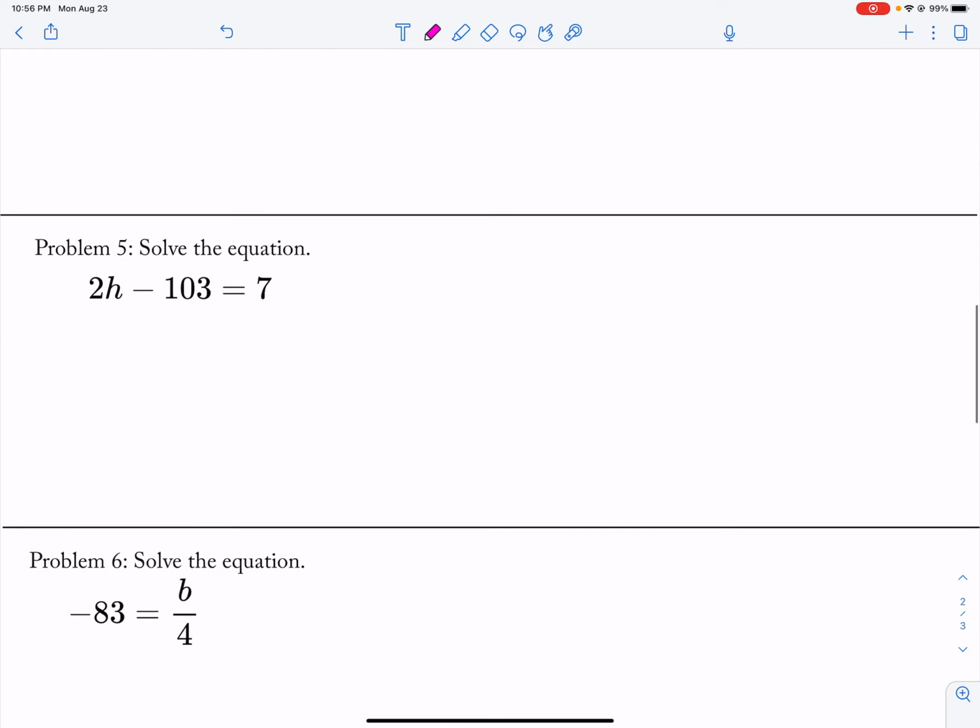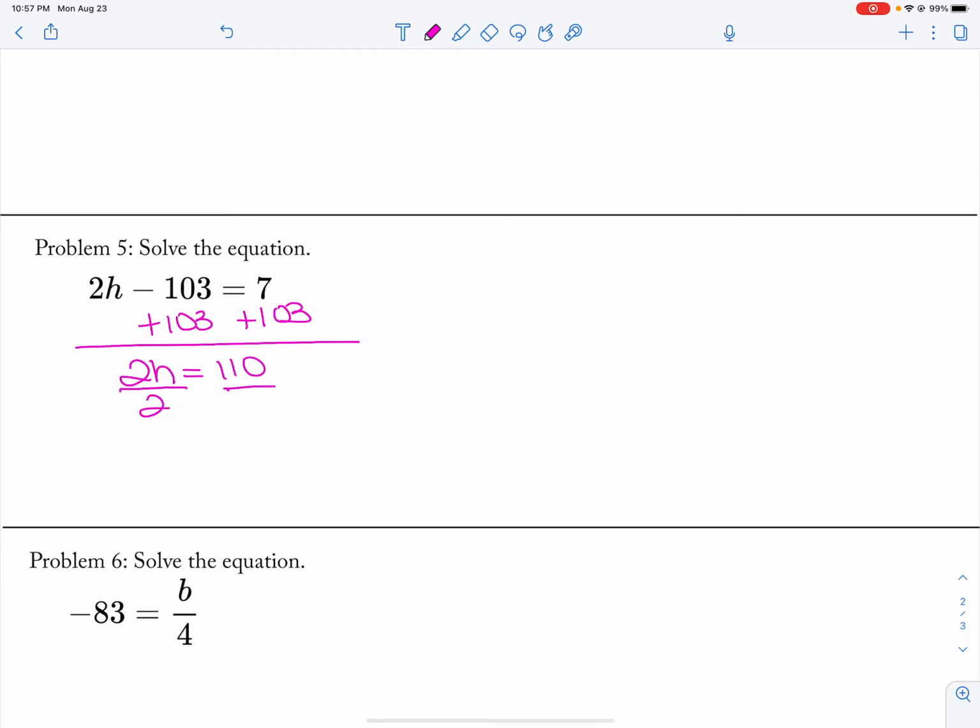Question 5, I'm going to add 103 to both sides. And then I get 2h is equal to 110. Divide both sides by 2, so I get h is equal to 55. Okay.